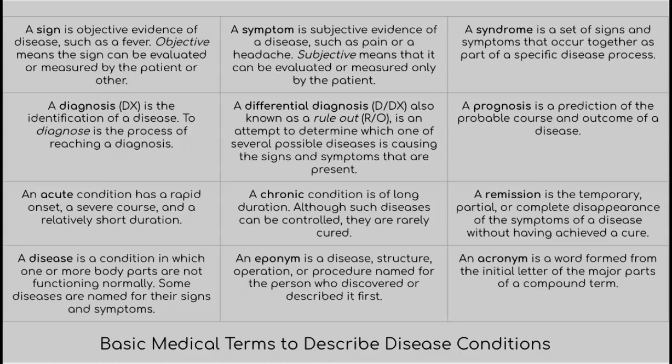Acute. An acute condition has a rapid onset, a severe course, and is of relatively short duration. Chronic is a condition of long duration, although such diseases can be controlled. Remission is a temporary or partial or complete disappearance of symptoms of a disease without having achieved a cure. And then a disease is a condition in which one or more body parts are not functioning normally. Some diseases are named for their signs and symptoms. And then there's an eponym. An eponym is a disease, structure, operation, or procedure named for the person who discovered it. And then an acronym is a word formed from the initial letters of the major parts of a compound term.